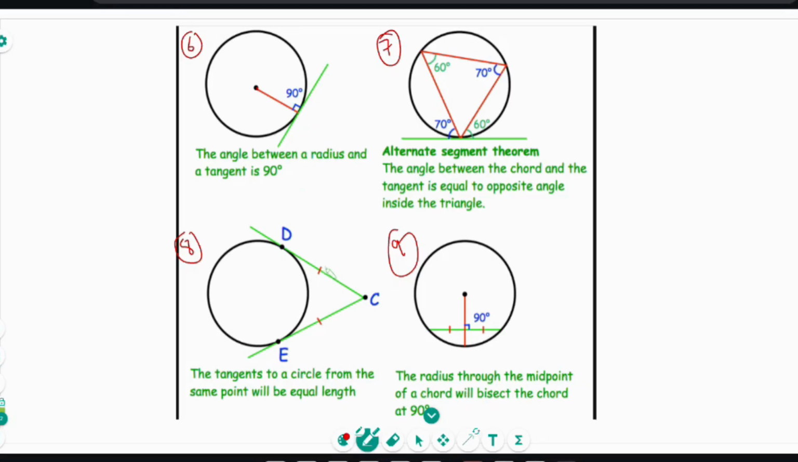Number 8, the tangents to a circle from the same point will be equal in length. So as you can see here, 2 tangents touch at the point C. They're equal in length. So this is useful. If you had a triangle here, we would know it would be an isosceles triangle. And here, this one does not come up very often, but the radius, there's your radius in red, through the midpoint of a chord. So there's your chord. If the radius goes through the midpoint of a chord, it will bisect the chord at 90 degrees.